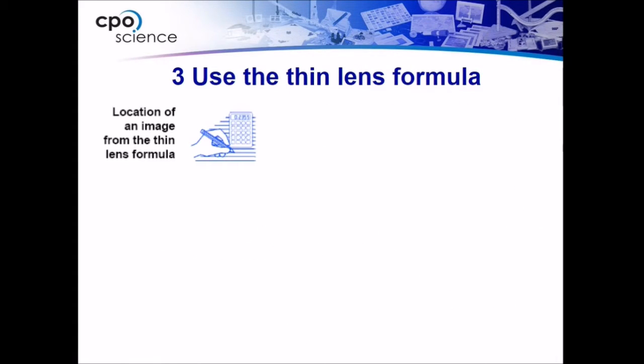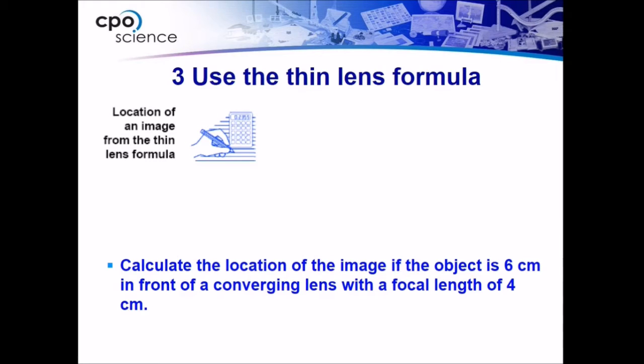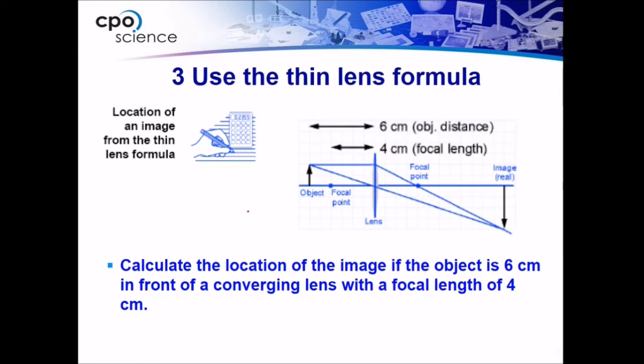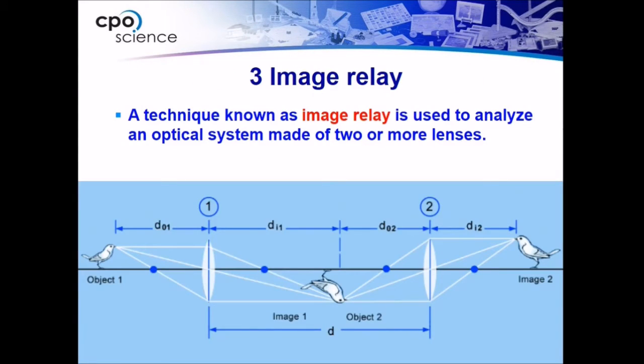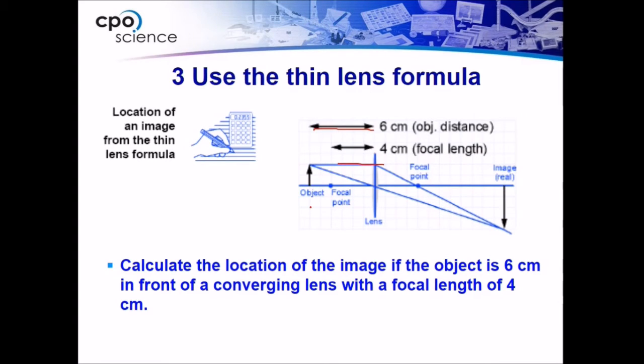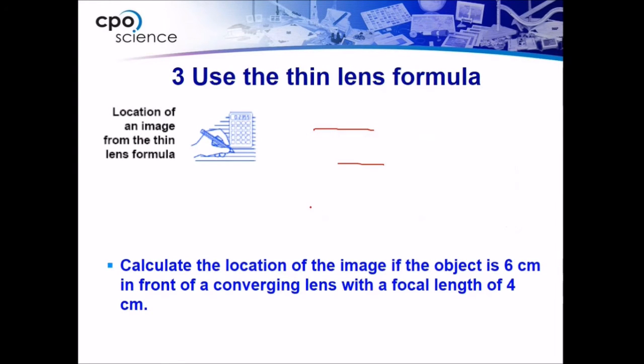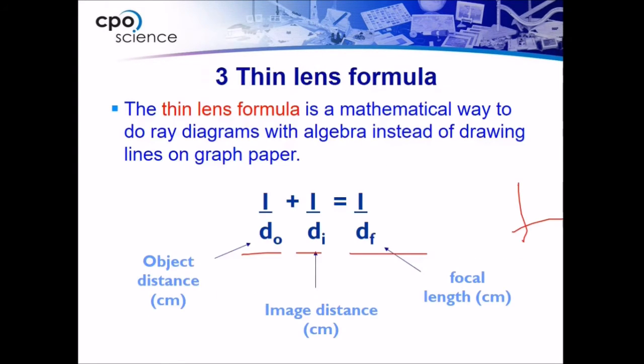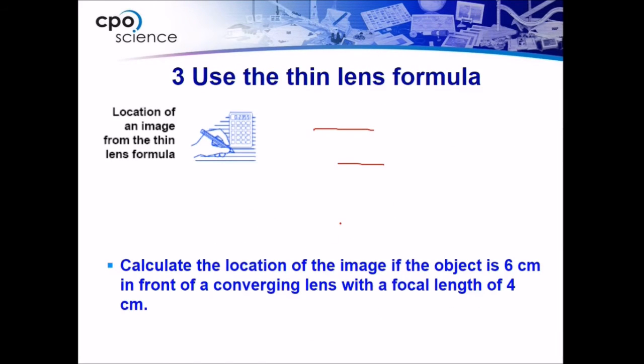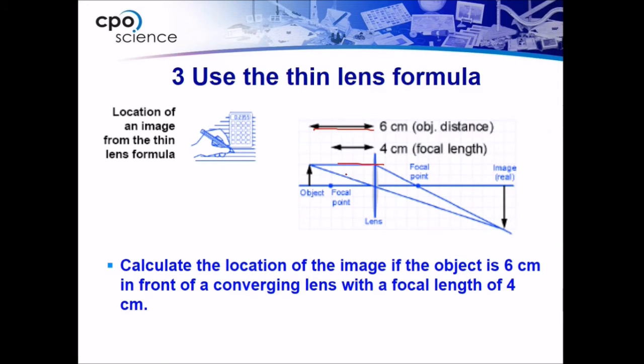How to use this formula? Calculate the location of the image if the object is 6 cm in front of a converging lens with a focal length of 4 cm. So this is 6 cm, this is 4 cm. What we have to do is just use that formula and you can find it easily. Because d_o is given, you have to find d_i.